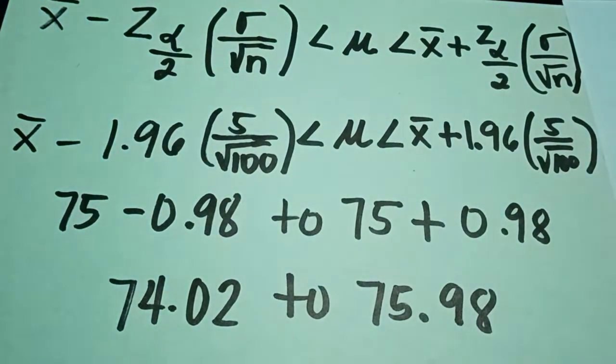That is 75.98. So, for our step 6, using this, we can say with 95% confidence that the interval between 74.02 to 75.98 contains the population mean based on the sample size of 100. Expenses on meals range from approximately 74 pesos to 76 pesos.